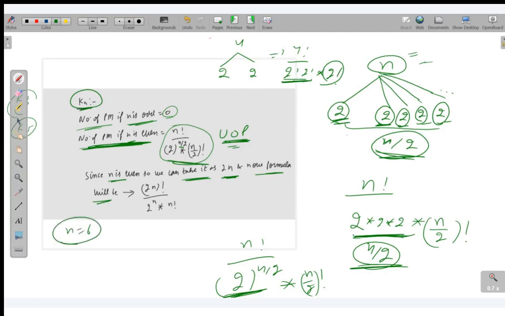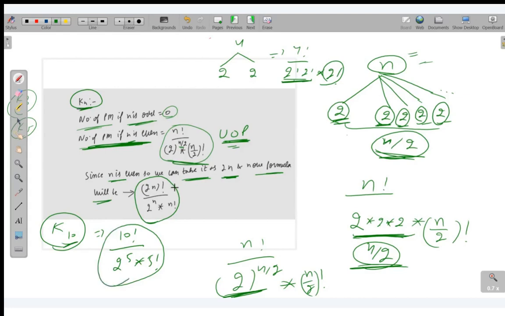For example, let me take a big number, say K10. For K10, how many perfect matchings? What will be your answer? You will say 10 factorial divided by 2 power 5 into 5 factorial. From this formula I have taken 2n to be 10, so n will be 5. So 10 factorial divided by 2 power 5 into 5 factorial.